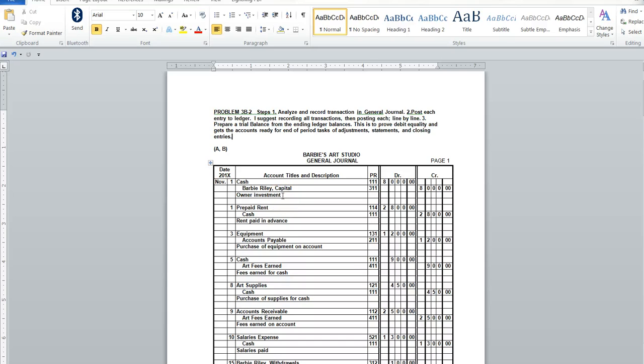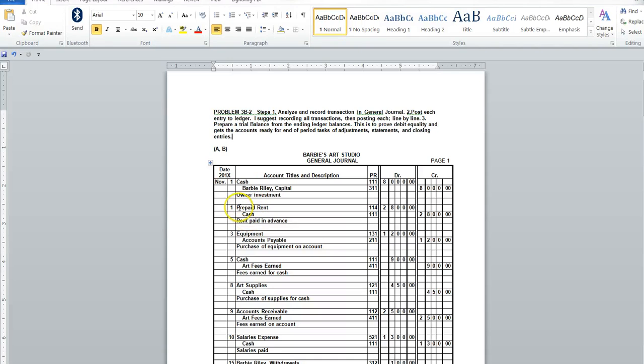Then you read the next transaction that talks about paying 10 months' rent in advance for $2,800. Now, when you make a long-term prepayment such as that, you create an asset account called prepaid rent because it has future value, and that's why it's an asset. When we adjust at the end of every month going forward, we would take 1/10 of that, or $280, and expense it off. But for now, you're paying the rent in advance.